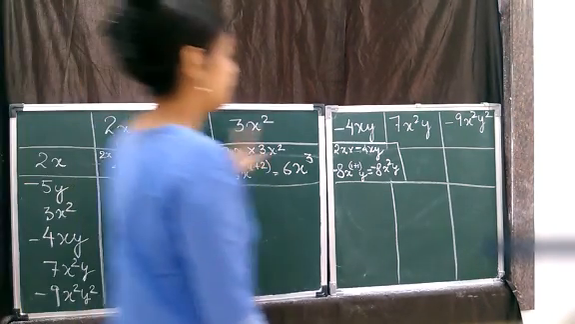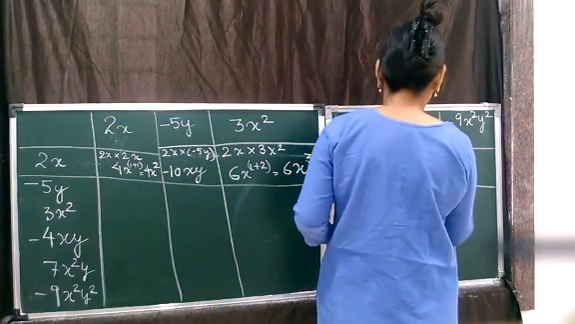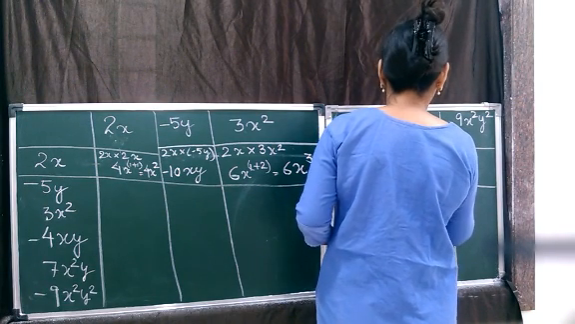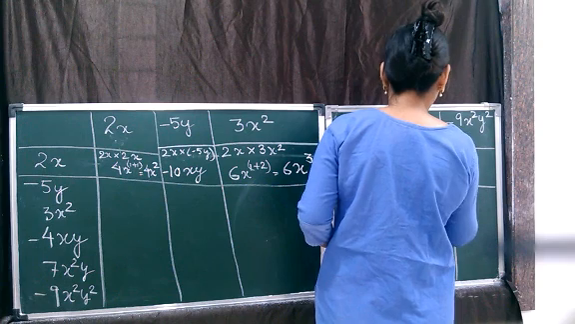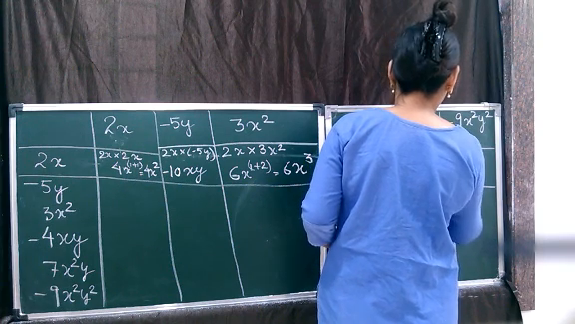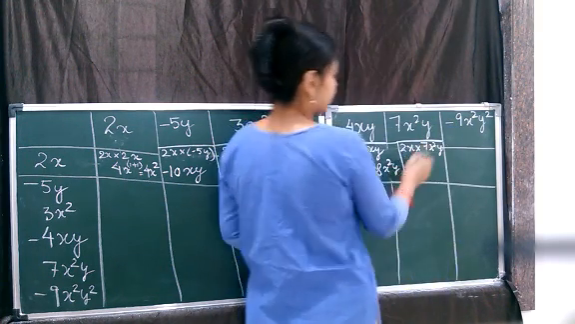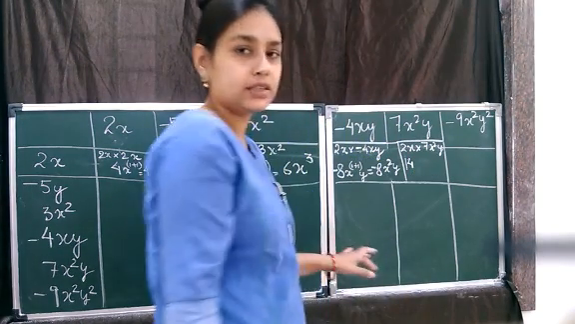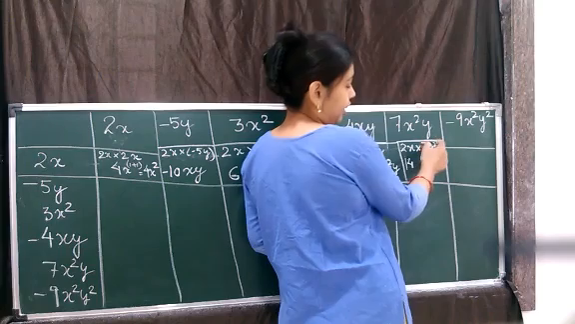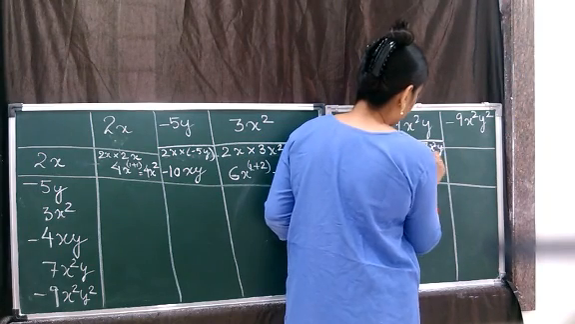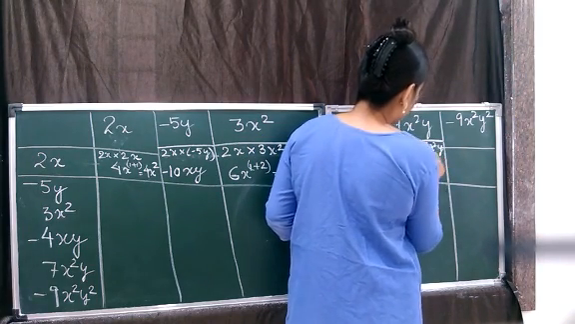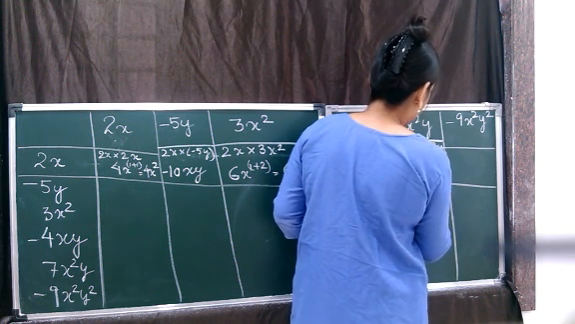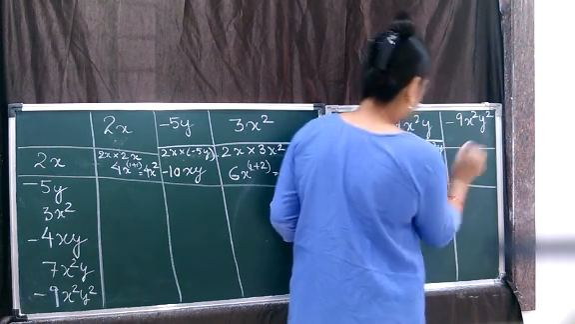Then 2x and 7x square y. So 2x into 7x square y. Now 2 7s are 14. Again powers will be added because x is common. So here power is 1, power is 2. So x power becomes 1 plus 2, which is equal to 3. So 14 x cube y. Okay.